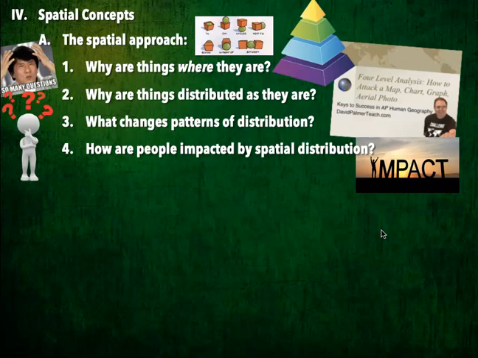That whole thing about why are things where they are? I mean, we're going to find it's rarely going to be random. There's always usually going to be something about it. Okay, why are things distributed as they are? Why are there changes in patterns?